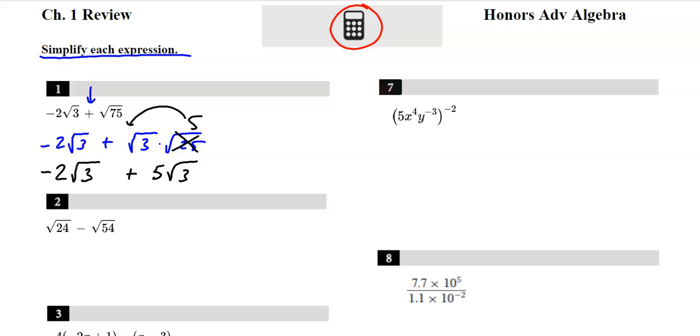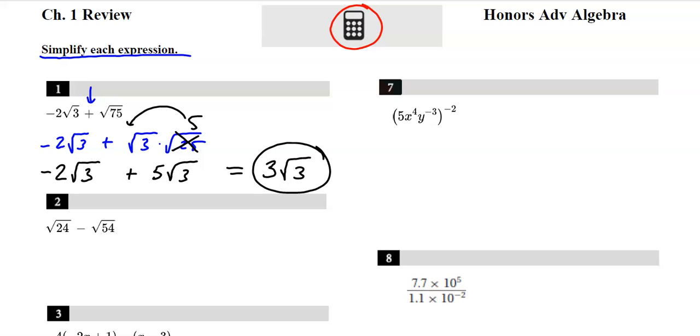And now I'm just going to add them up. Negative 2 radical 3s plus 5 radical 3s is a grand total of 3 radical 3s. Again, keep the radical 3 along for the ride, almost as if it was a variable. Number 2 is a little trickier, with subtraction.